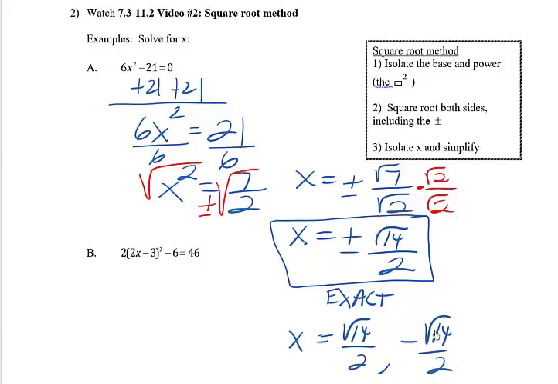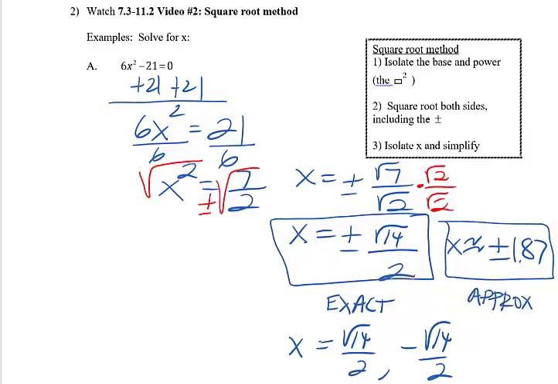Either way is fine. There will be times where we want an approximate answer instead, and you would just go to the calculator. You would type this in just as it looks, the square root of 14 divided by 2. When I did it, I got around 1.87. Now, I don't need to type in the negative one. It's obvious that that would just be negative 1.87. And so here would be my two approximate solutions.